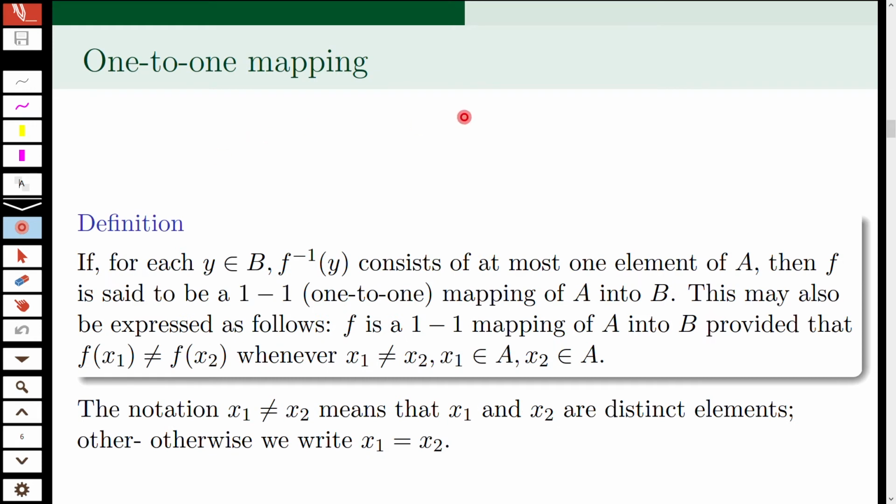Now we define one-to-one mapping. So this is the definition. If for each y in B, f inverse of y consists of at most one element of A, then f is said to be a one-to-one mapping of A into B. This may also be expressed as follows. f is a one-to-one mapping of A into B provided that f of x1 not equal to f of x2 whenever x1 not equal to x2, for x1 in A, x2 in A. The notation x1 not equal to x2 means that x1 and x2 are distinct elements. Otherwise, we write x1 equal to x2.